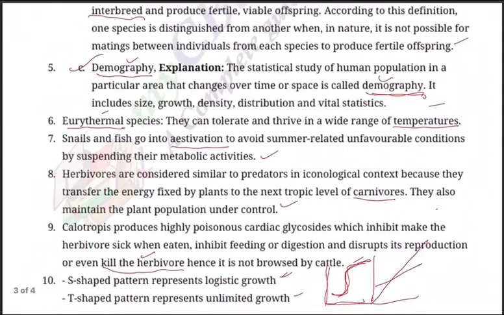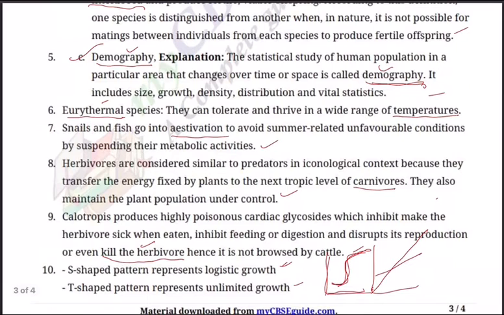And then question number 6, I said thermo, temperature. Eurythermal species are those species that can tolerate and thrive in a wide range of temperatures. They can survive in a vast range, like desert animals. Daytime it shoots up to 50-60 degrees centigrade, nighttime it falls down to 8 to 10 degrees centigrade. So the animals living in the desert have the adaptation to increase their body temperature in the morning in tune with the surrounding temperature, and at night the body temperature comes down to the existing temperature. That's why we say eurythermal.